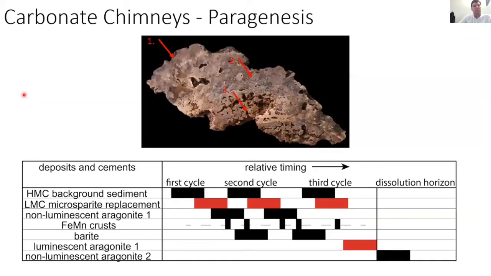And so from a macromorphological view, we can see three different phases, three different cycles of growth, where we have one cycle here, then a second cycle here, and the third cycle with the luminescent aragonite around here.